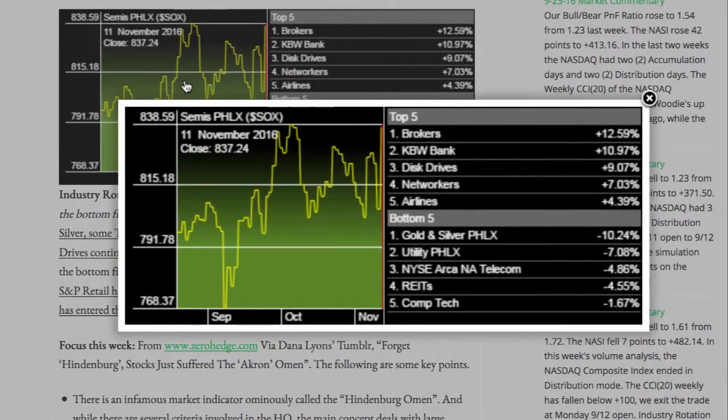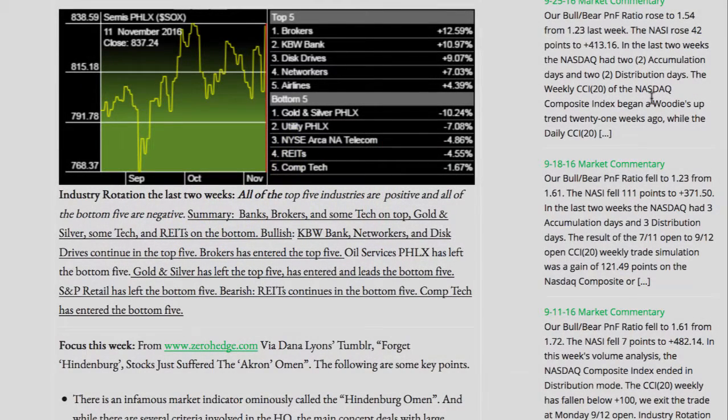Industry rotation the last 2 weeks. All of the top 5 industries are positive, and all of the bottom 5 are negative. Summary: banks, brokers, and some tech on top. Gold and silver, some tech, and REITs on the bottom. Bullish: KBW Bank, networkers, and disk drives continue in the top 5.